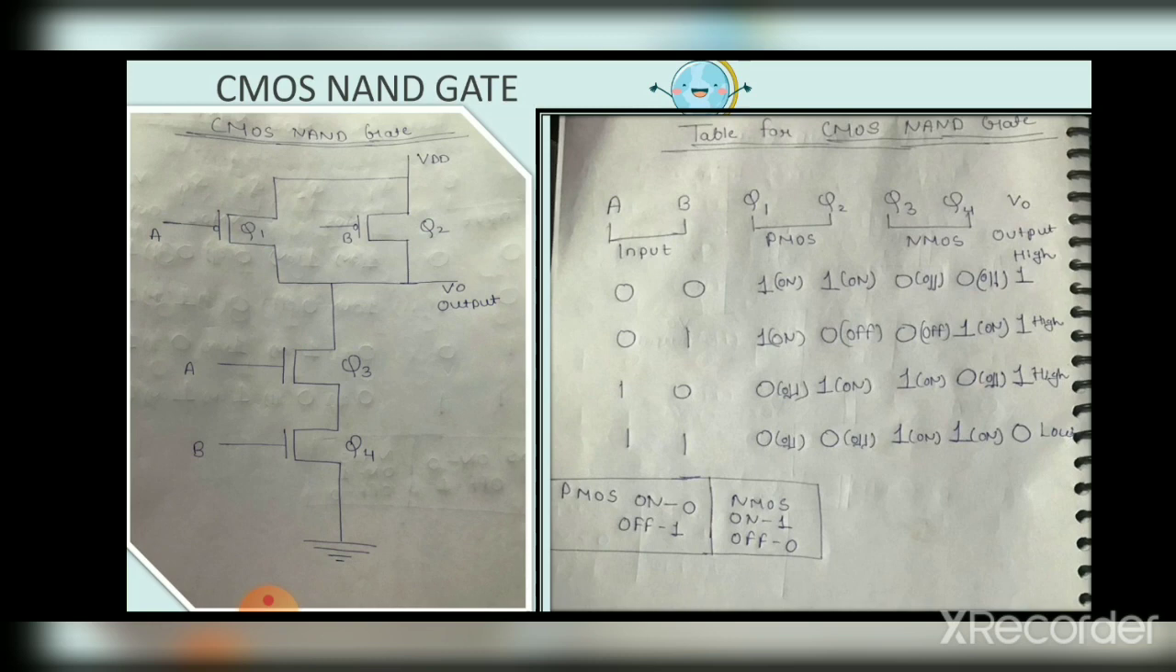In another case, as we can see in the truth table of the NAND gate, when one input is high, which is 1, and the other input is low, which is 0, in this case Q1 is off and Q2 gets on. It is short circuited, and Q3 is on and Q4 gets off. So we get high output due to Q2 by VDD.